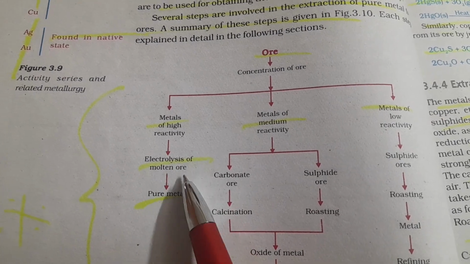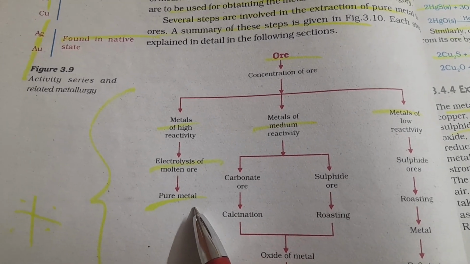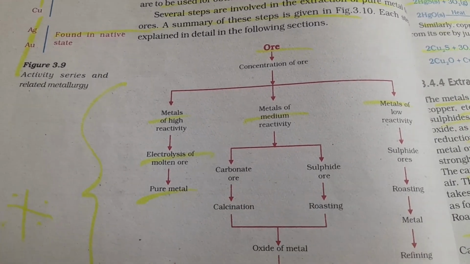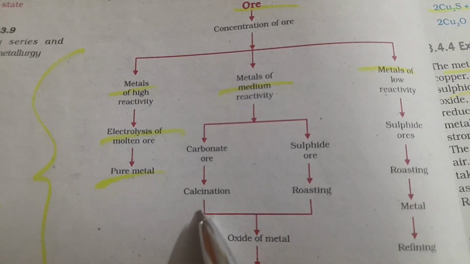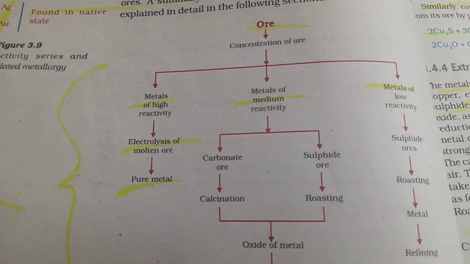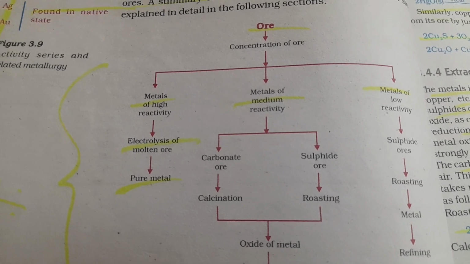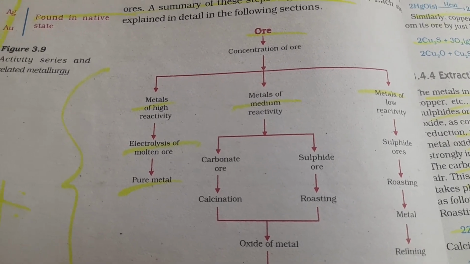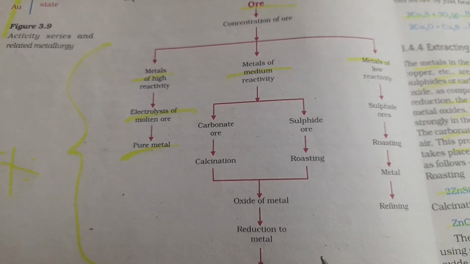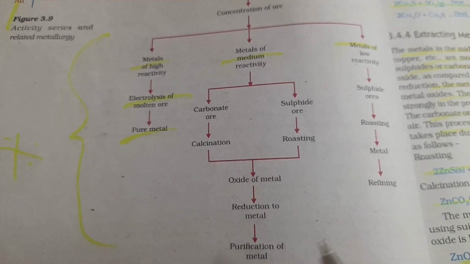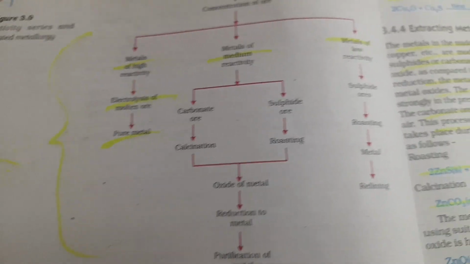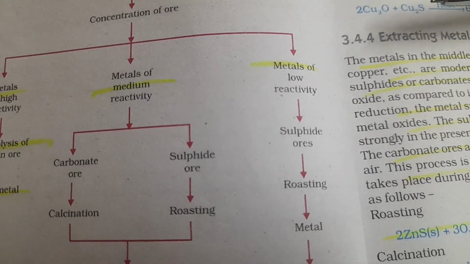For high reactivity, mainly electrolysis is done to get the pure metal. For medium reactivity, mainly carbonate and sulfide ores are seen. If the ore is a carbonate, you use the process of calcination. If it is a sulfide ore, we use the method of roasting. You have learned already about calcination and roasting: the substance is heated in the absence of air or in the presence of air. Depending upon that, we get the oxide of the metal, and finally from the oxide we can do reduction with carbon, and finally purification of the metal. Here, metals of low reactivity, sulfide ores.